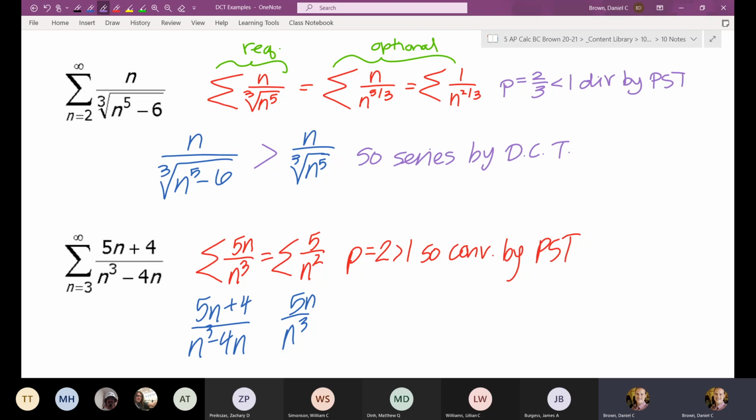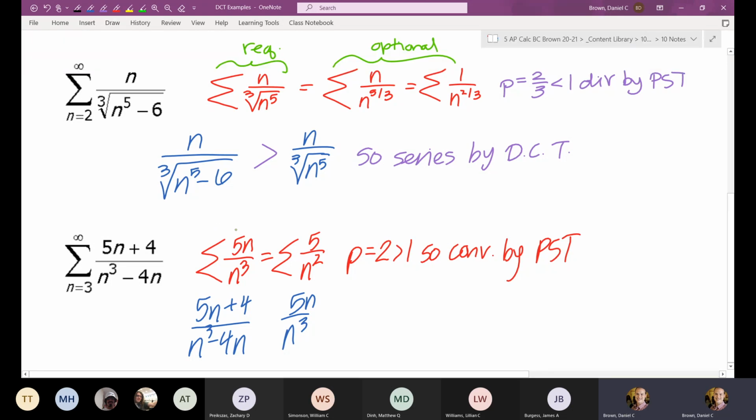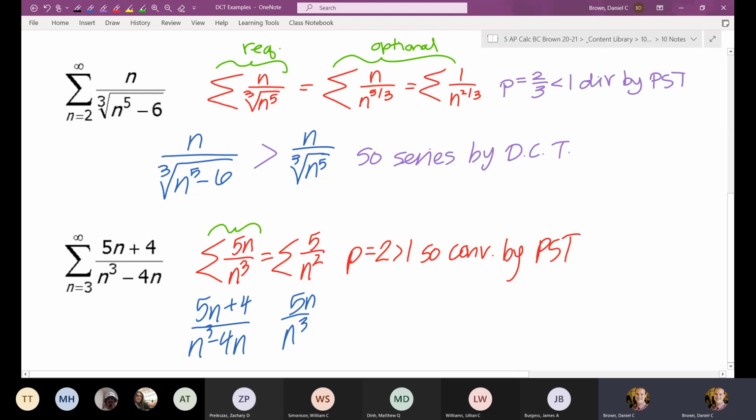Then look at that second one. I think this one is just a little bit trickier when you get to the comparison part. What's the simple series? Again, always write that down. That's going to be the 5n over n cubed. I simplify that just because I do want to see an easier one. Also a p-series. When you're doing the direct comparison test, it's probably going to be a p-series or a geometric one. P is equal to 2, which is bigger than 1. So that is going to converge by the p-series test.